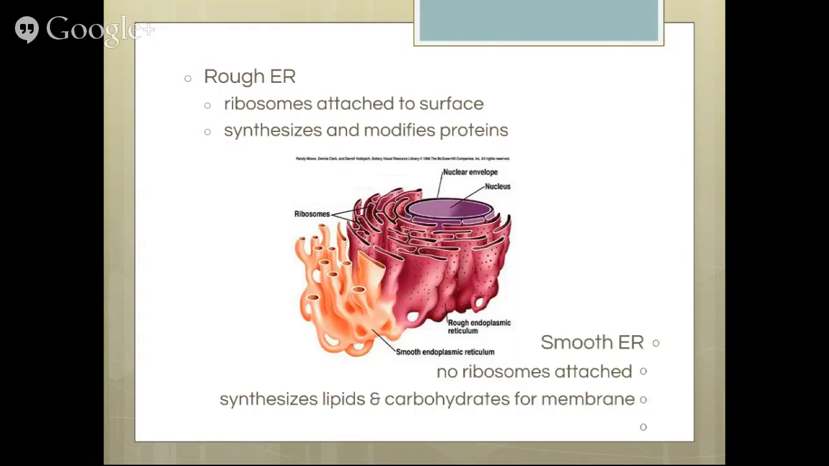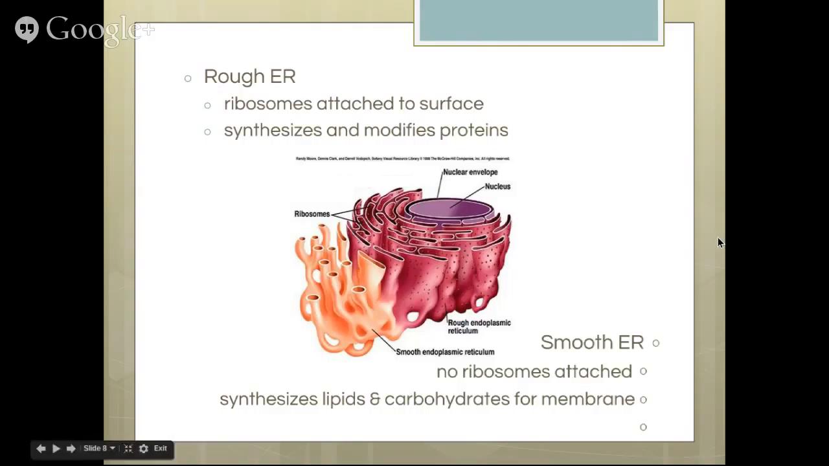And then also some of the carbohydrates that are going to be used. And carbohydrates are things like sugars and starches. These lipids and carbohydrates are going to be assembled in a particular way so that we can make more cell membranes. So the smooth ER is really where we're making the new outer covering for the cell as it grows, but also making some new organelle coverings with this.